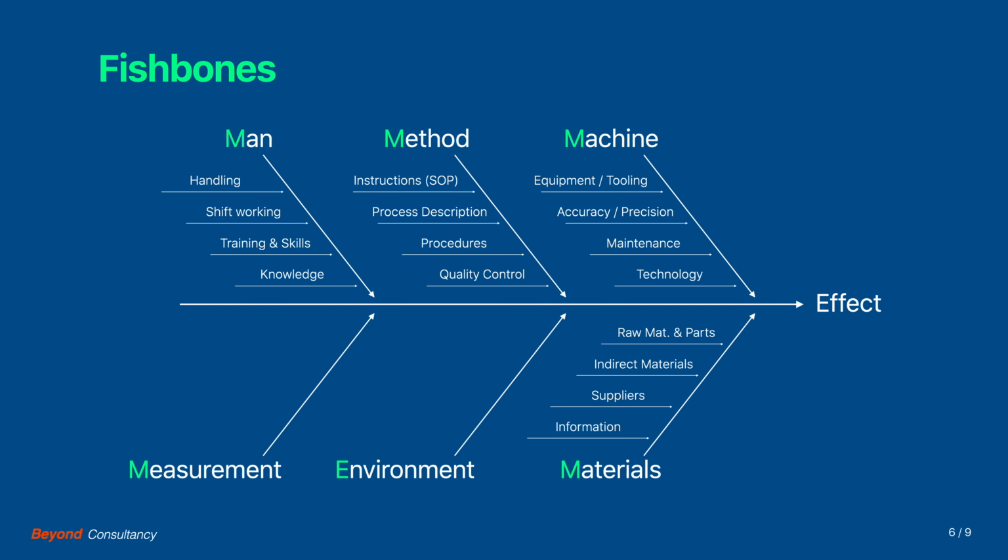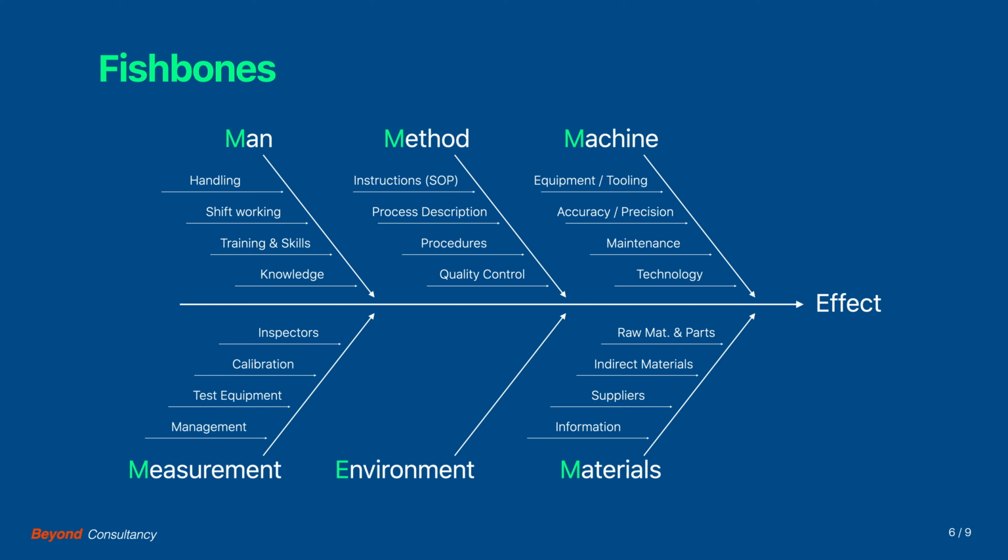The next cluster is about the materials. It checks the possible variations with the raw materials, the parts, and the indirect materials. It also checks for possible operational variations at the supplier sites. And lastly, it reminds us to check for information provided by the suppliers themselves.